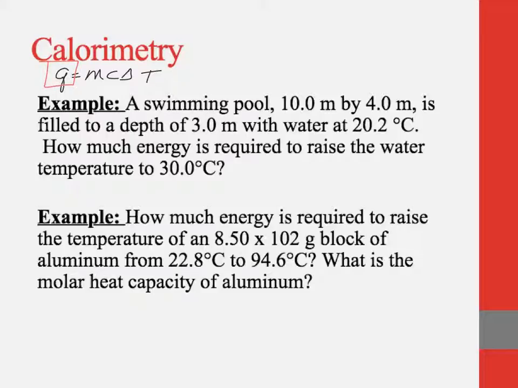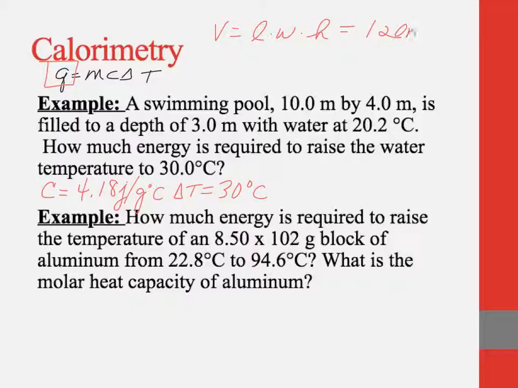We know the specific heat capacity of water is equal to 4.18, so we're writing down what we know, joules per gram dot Celsius. We know that our delta T is equal to 30 degrees because it was raised. Now the only thing that we're missing is the mass. However, we are given the dimensions of the swimming pool, so we know that volume is equal to length times width times height. So in this case, this is going to give us a volume of 120 meters cubed.